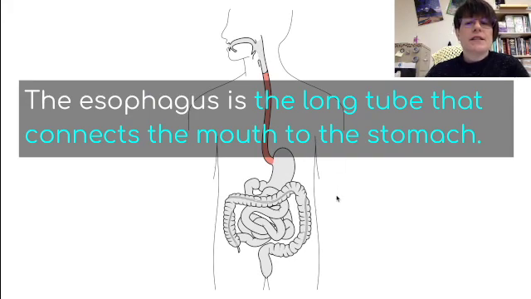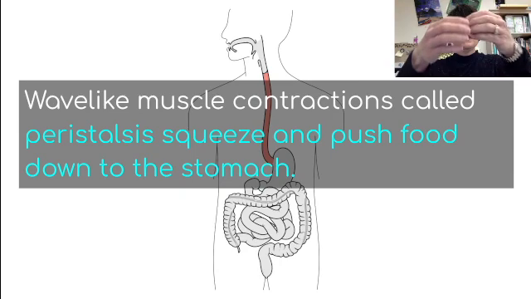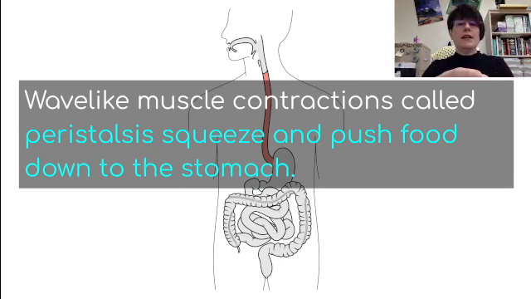The esophagus is the long tube that connects the mouth to the stomach. So here is the esophagus, it's been highlighted. Wave-like muscle contractions called peristalsis squeeze and push food down to the stomach. So in different parts of that tube, there will be contractions and relaxation, and it will squeeze the food all the way down to the stomach.